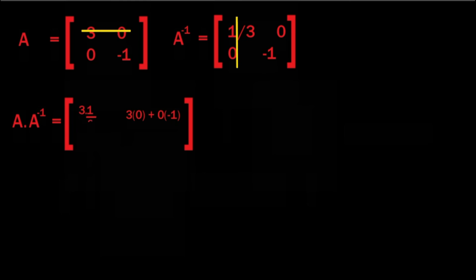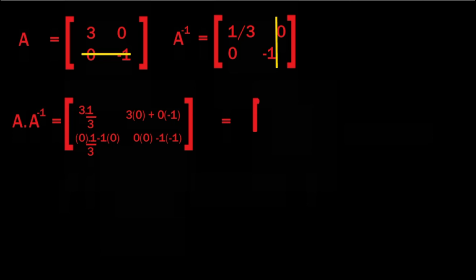Then the second element, first row multiplied with the second column: 3 multiplied by 0 plus 0 multiplied by negative 1, which is 0. The second row multiplied with the first column: 0 multiplied by 1 over 3 minus 1 multiplied by 0, which is 0. And the last element is the second row multiplied with the second column: 0 multiplied by 0 minus 1 multiplied by minus 1, so we eventually get 1, 0, 0, 1. So this is the identity matrix.